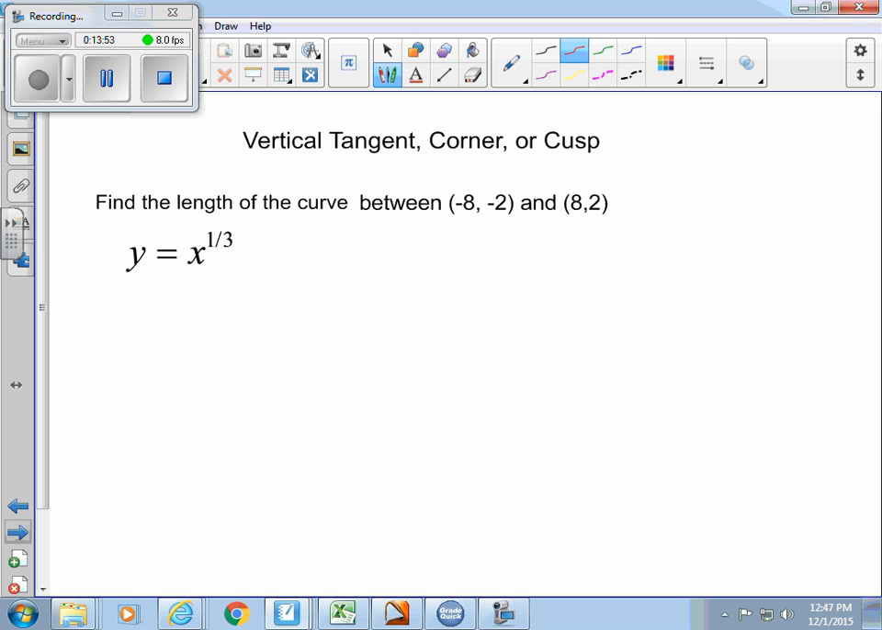Other than that, we okay with the formula? How that works? Which kind of gave you a hint by the title of the slide. What's the problem with this one? You can't differentiate it. It's not differentiable from -8 to 8. You remember I said to use the arc length formula, it has to be differentiable.